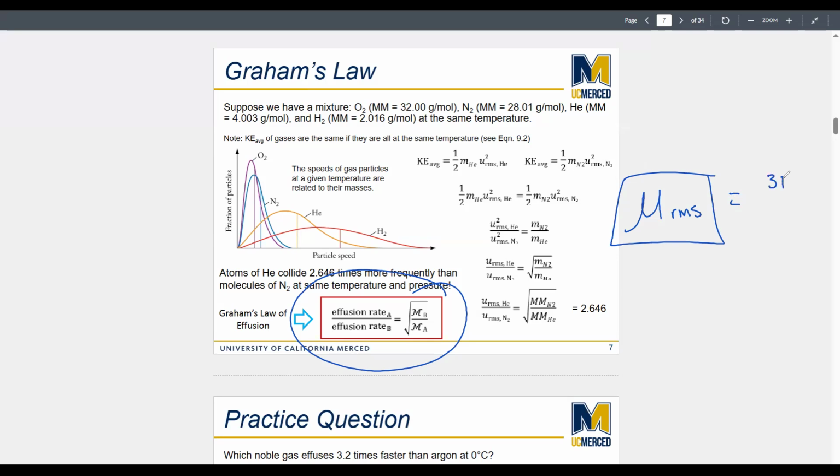It's like the square root of 3RT over molar mass. That's the formula. But if you compare the rates of two gases, then you're using this, which is Graham's law. So the ratio between the rate of effusion of two gases is equal to the square root of the ratio between their molar masses. But the denominator of one is the numerator of another. So I think you should know how to do this problem here. And then also I want to show you how to calculate the root mean squared. So be familiar with this problem here. Slide 7.